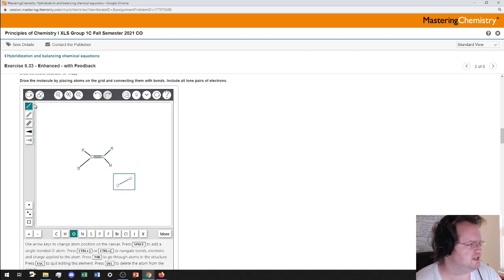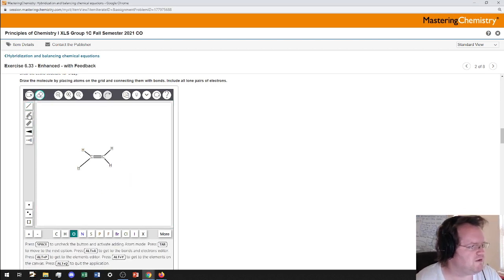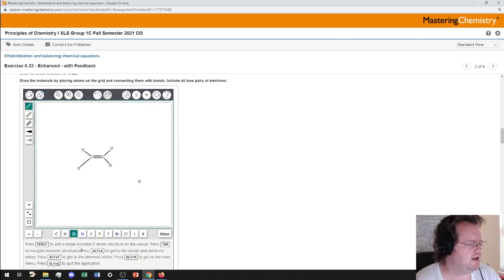Oh, it drew 2 of these because I had the bond still selected, so I'm going to unselect this, and I'm going to erase those. So if I don't have a bond selected, it'll just draw 1 atom. So I just want to draw 1 oxygen at first. That's my middle atom. And now I've got a bond, and I want to bond it to 2 hydrogen atoms. So I'll draw 2 hydrogens here. Now I have that. Now I also need 2 lone pairs in this oxygen.